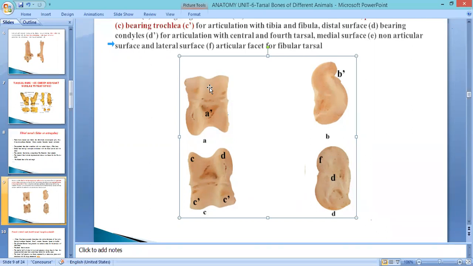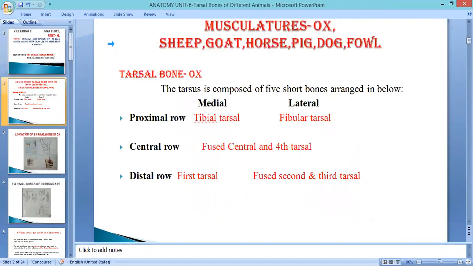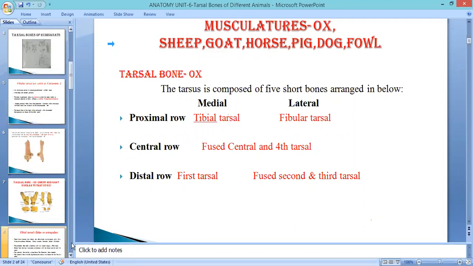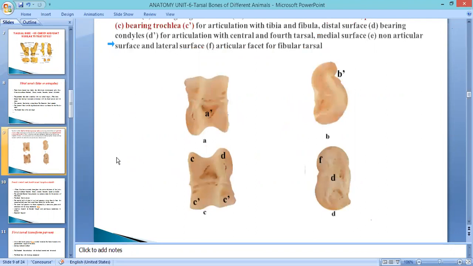So tibial tarsal is the second largest tarsal bone located just below the tibia bone and above the central plus 4th fused bone. You see here the position. This is the tibia bone, and this is the second plus central plus 4th fused. For description, it contains 6 surfaces: proximal surface, distal surface, anterior surface, posterior surface, lateral surface, and medial surface. So that's all about the tibial tarsal bone.